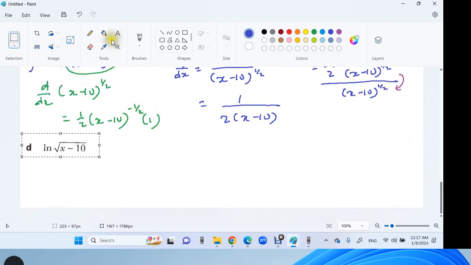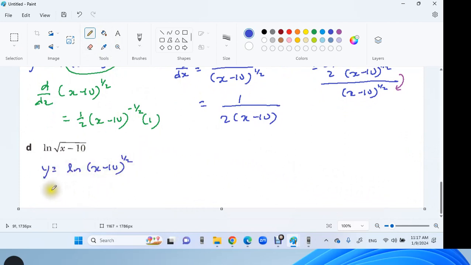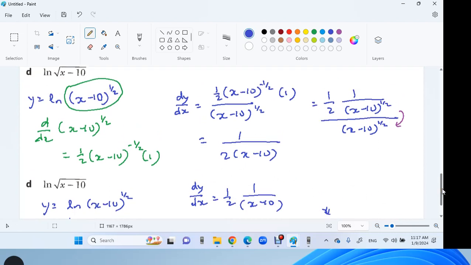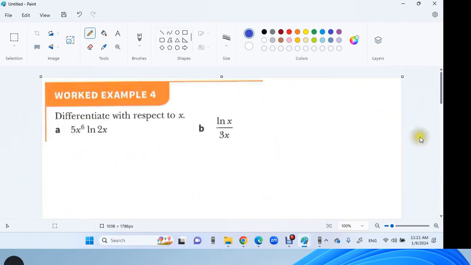That is, we know that y equals ln of x minus 10 to the power half. So we know that for ln, the power we can move in front. Okay, so y is this one. So dy/dx will be 1 over 2, 1 over x minus 10. Then this is the answer. Far easier than the first method.